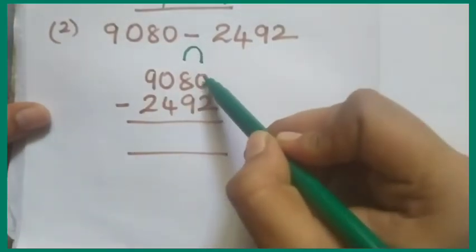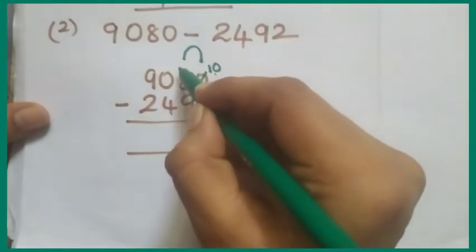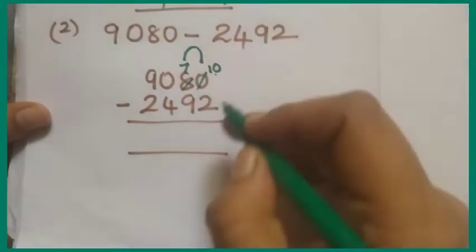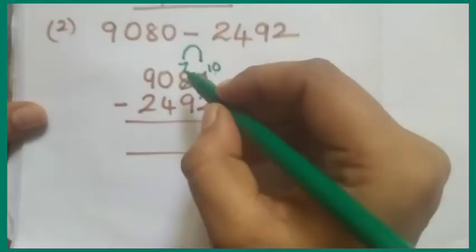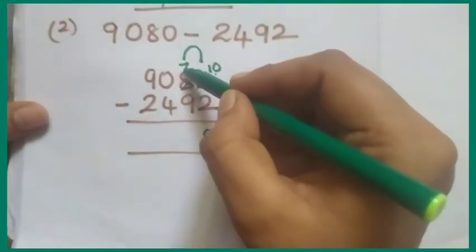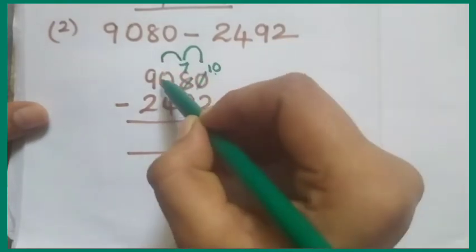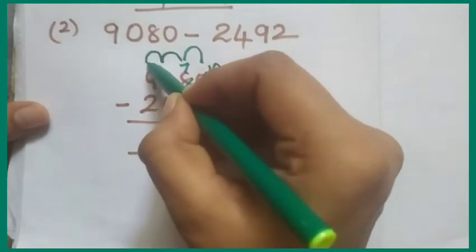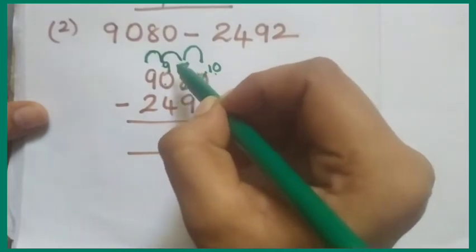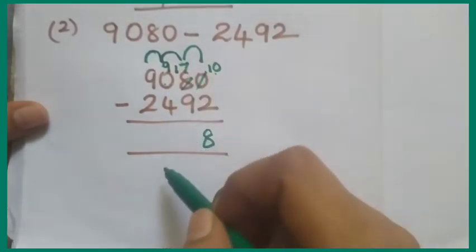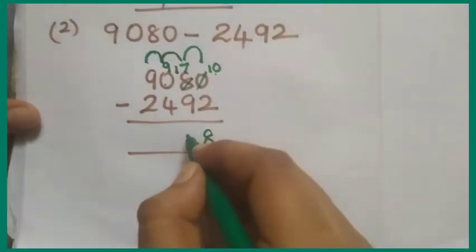When we are taking a borrow, we'll get 10. This 0 will become 10. Here 8 will become 7. 10 minus 2 is 8. Now can we subtract 9 from 7? No. So we have to take a borrow. But here 0 is there, so we'll take from here. We'll get 10 only, but we'll give 1 here, so it will be 9, and this will be 17. 17 minus 9 is 8.